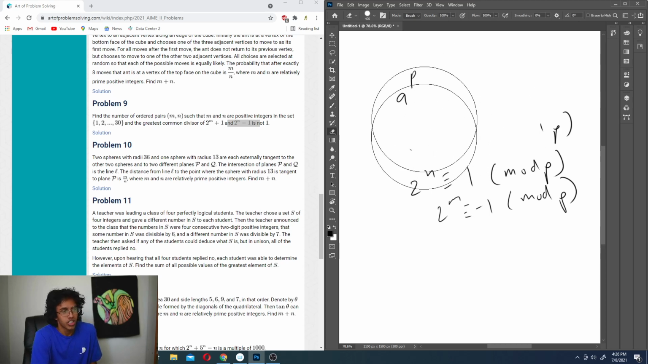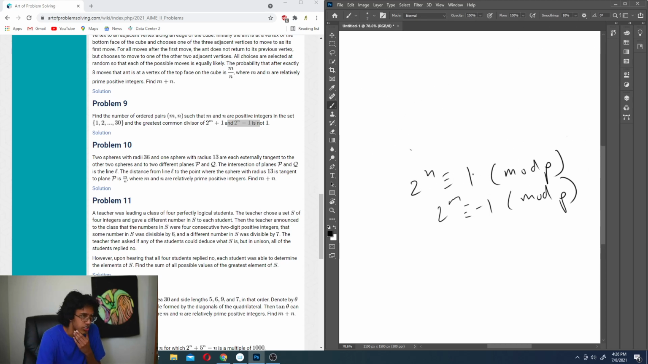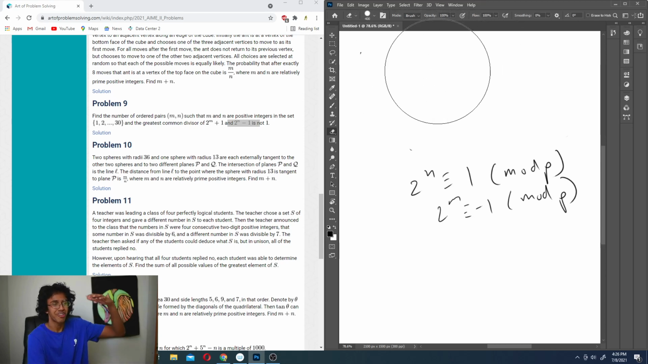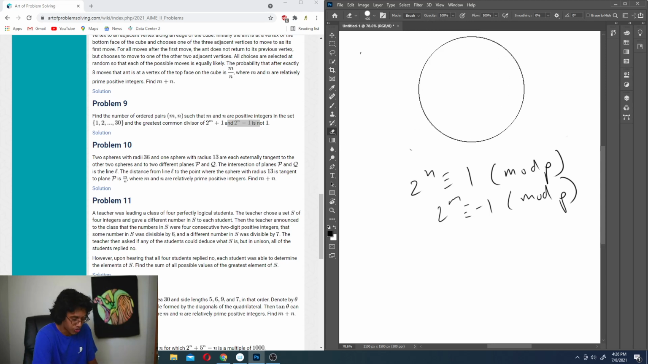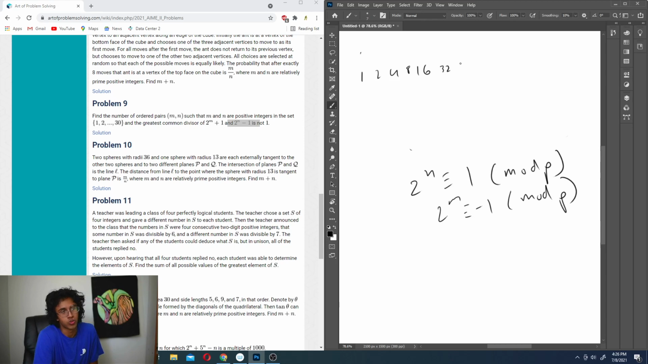Okay, so basically we just need m and n that satisfy this. Why don't we just try listing some stuff out? Let's list out the powers of 2. I want to write the minus ones on top and the plus ones on the bottom, so maybe I should write it here. 1, 2, 4, 8, 16, 32, 64, 128, 256, 512, 1024. Okay, that seems like enough.